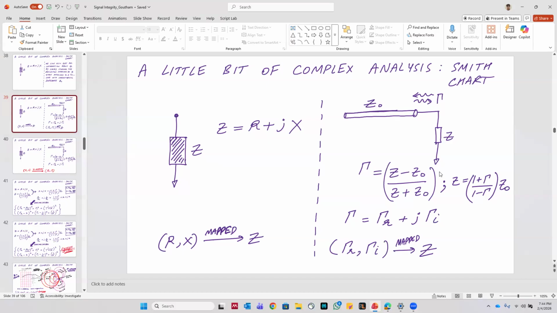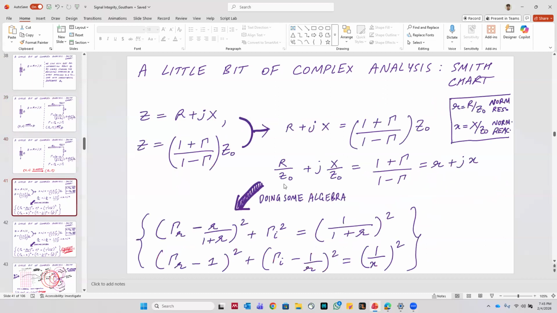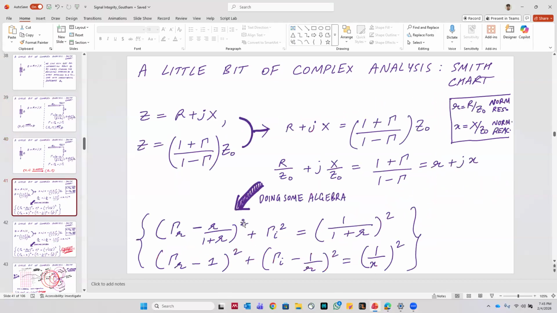The unique property is that it preserves angles. Imagine you had something at 90 degrees on your original complex plane, the Z plane. That 90 degrees is still maintained in the gamma plane. So that's a feature of the bilinear transform. Anyway, let's not bother about that. Since it's a bonus lecture, I can say whatever I want. So basically what we're doing is mapping this RX plane to gamma R, gamma I.